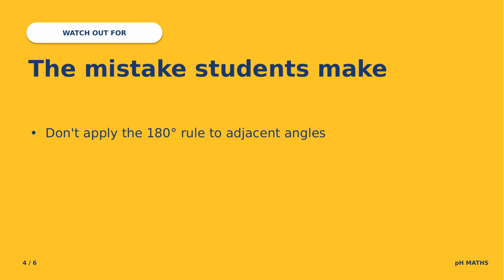Common mistake: don't apply the 180-degree rule to adjacent angles. Those are angles next to each other in the polygon, not across from each other. The rule only works for vertices directly opposite. Mark them on your diagram before applying.